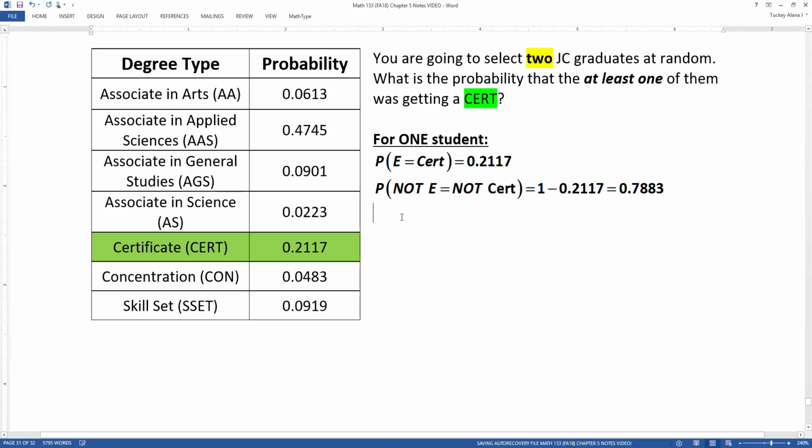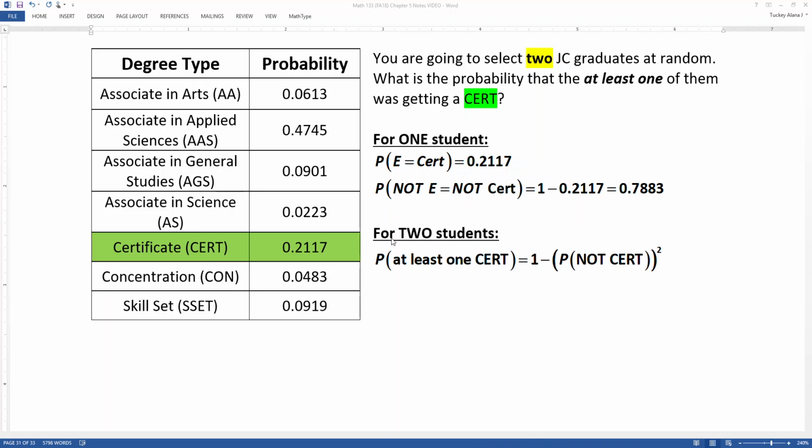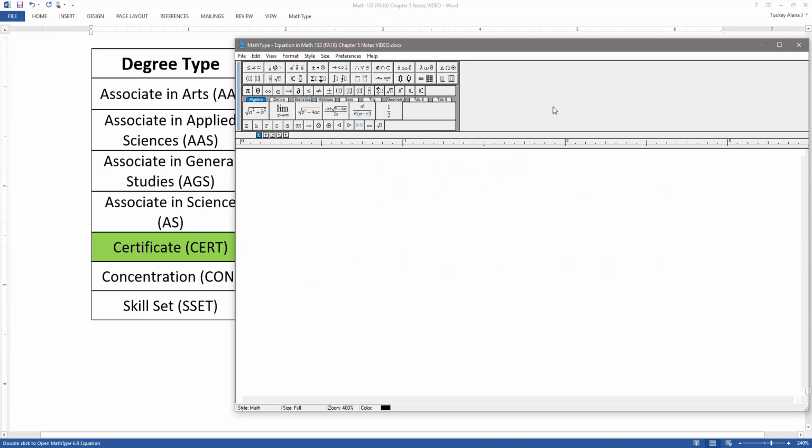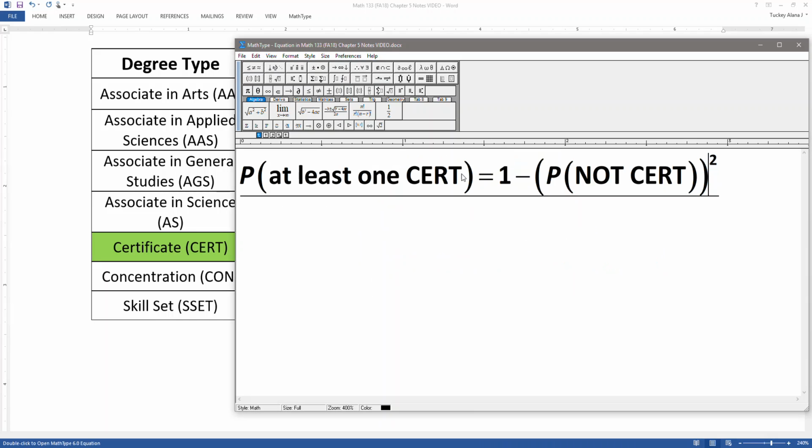All right, so now what about 2 students? For 2 students, we want the probability of at least one certificate. So we're going to find the probability of no certificates for both, and then no certificates at all. So we're going to take the probability of no certificate and raise it to the 2 power. All right, so the number of trials is 2, so that's why I'm raising it to the 2 power. I'm interested in at least one certificate, right? That's my event E. So I'm going to take the probability of not getting event E and raise it to the 2. Okay, but not getting event E would be 1 minus.